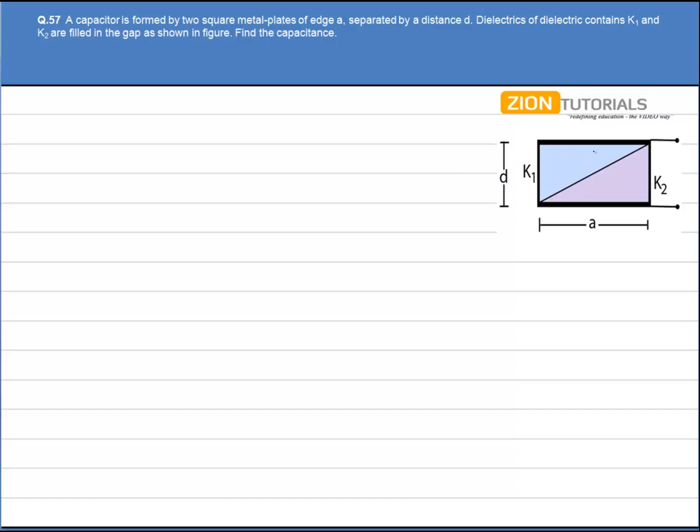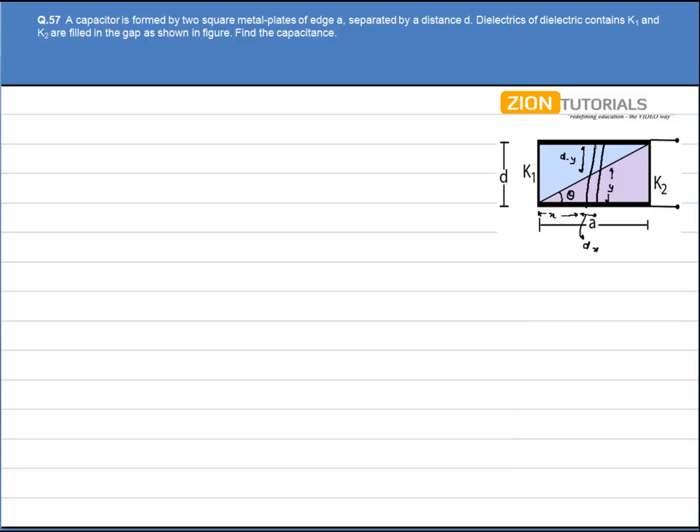Now what we'll be doing is that we take an elementary element like this at some distance x. Let the thickness of this element be dx. Let this distance be y. So this distance will be d minus y. Let's suppose this angle be d theta.